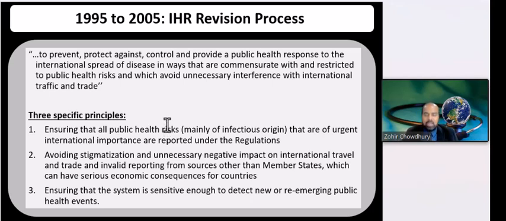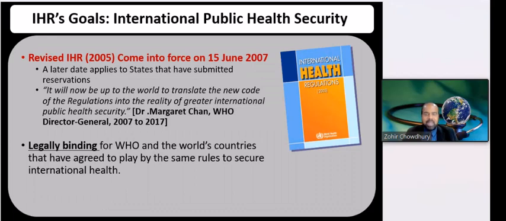The revision approach is based on three specific principles. One, ensuring that all public health risks, mainly of infectious origin, that are of urgent international importance are reported under the regulations. Two, avoiding stigmatization and unnecessary negative impact on international travel and trade, and invalid reporting from sources other than official member states. This unofficial reporting can have serious economic consequences for countries. Three, ensuring that the system is sensitive enough to detect new or re-emerging public health events. So the IHR represents a major step forward in international public health security. They provide an agreed framework for the collective international management of epidemics and other public health emergencies while minimizing disruption to travel, trade, and economies.